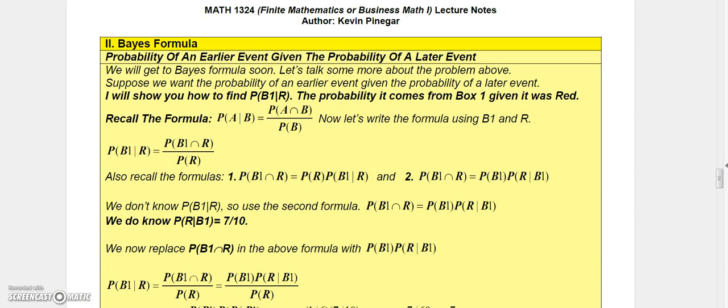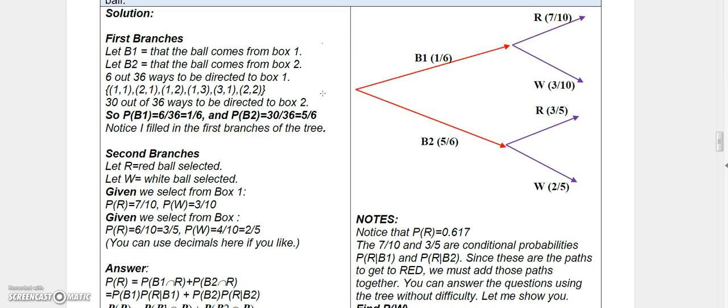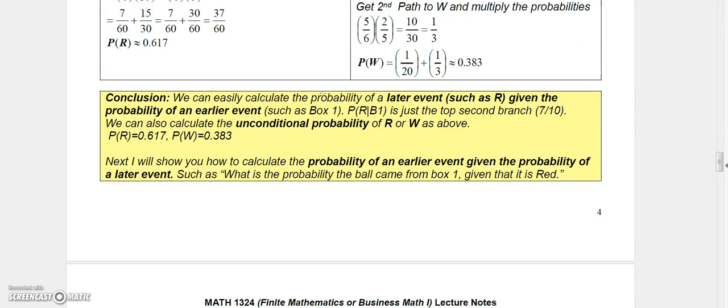So let me remind you of the diagram. Okay, so here's the diagram, and we want the probability that it came from box 1 given that the ball that was drawn was a red ball. So it could have come from either one of these, but we need to find the probability it came from box 1.